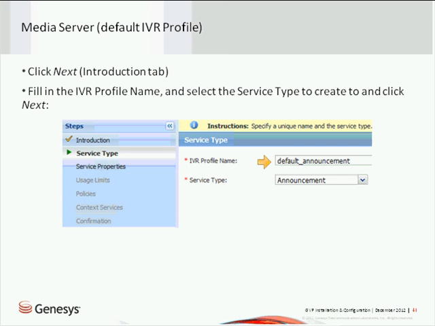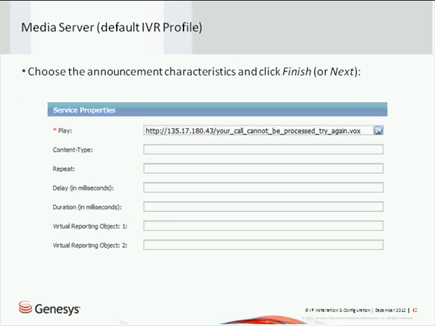You basically supply an IVR profile name and then the service type. Since this is just a media server technically right now, the only two service types are announcements and conferences. In this case, I clicked an announcement and named my IVR profile appropriately. The only thing you really need to fill in is what announcement will actually be played.